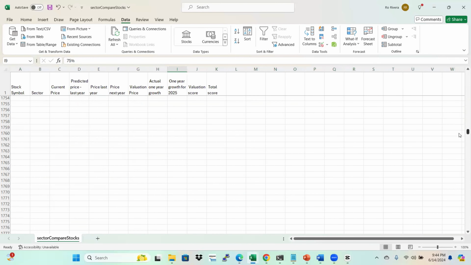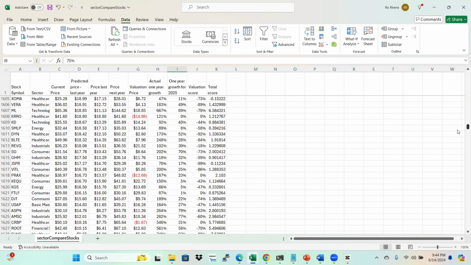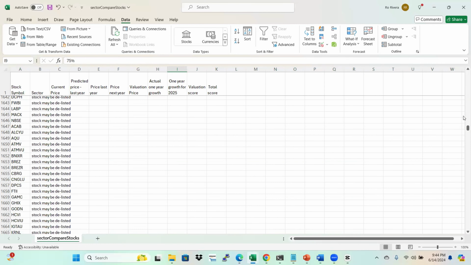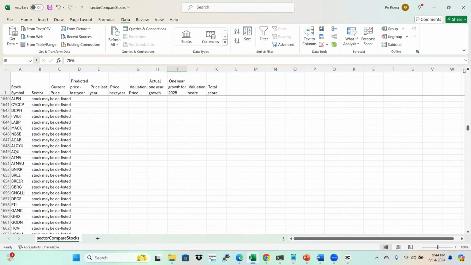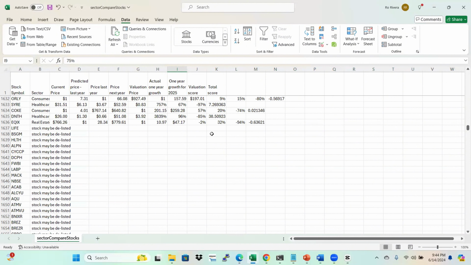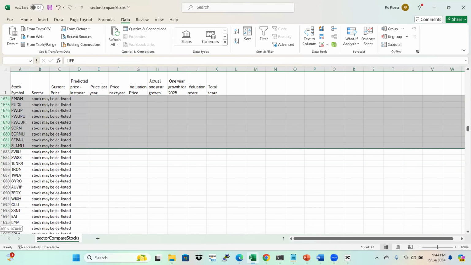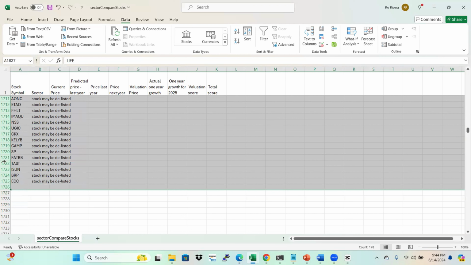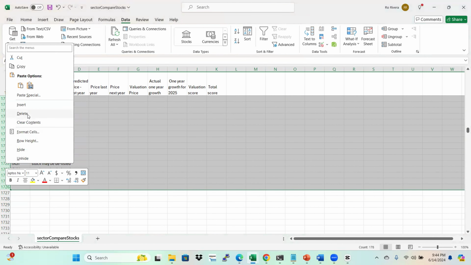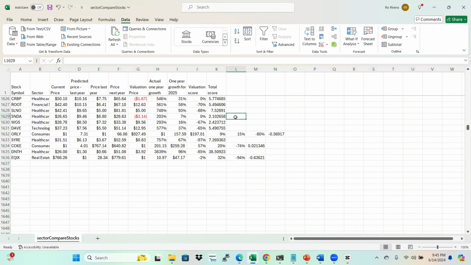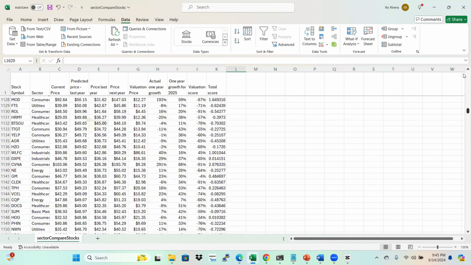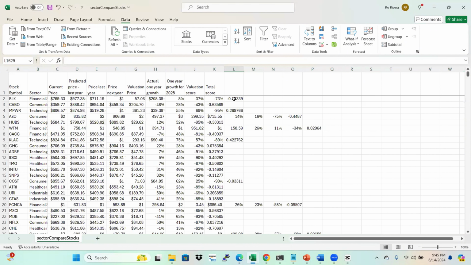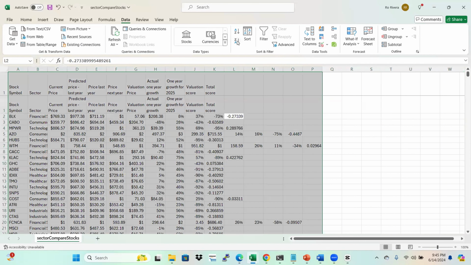Let me get down to the bottom of the list now. Take a look at how many. And first, let me get rid of the stocks that are not there anymore from the list. There's not too many of those. There's maybe 30 or 40. Get rid of those. They're gone, and there's still about 1,500 left or so, I think it was.